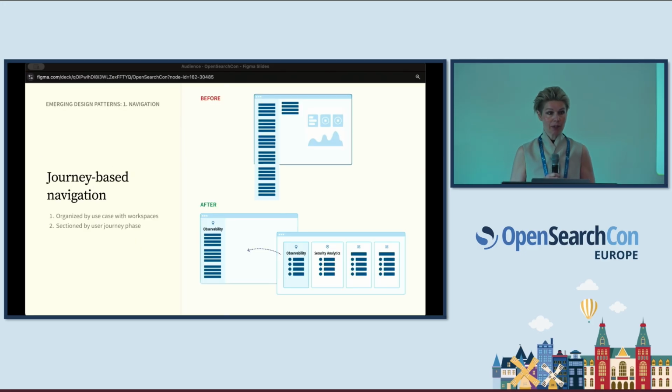First UX pattern I'd like to talk about is the information architecture transformation that OpenSearch underwent last year. The new approach to navigation encompasses two principles. It's sectioned by user journey phases, and it's sectioned by use case, meaning introducing workspaces. We implemented workspaces that facilitate organizing our information architecture around teams rather than rigid roles. Workspaces provide curated experiences for each use case.